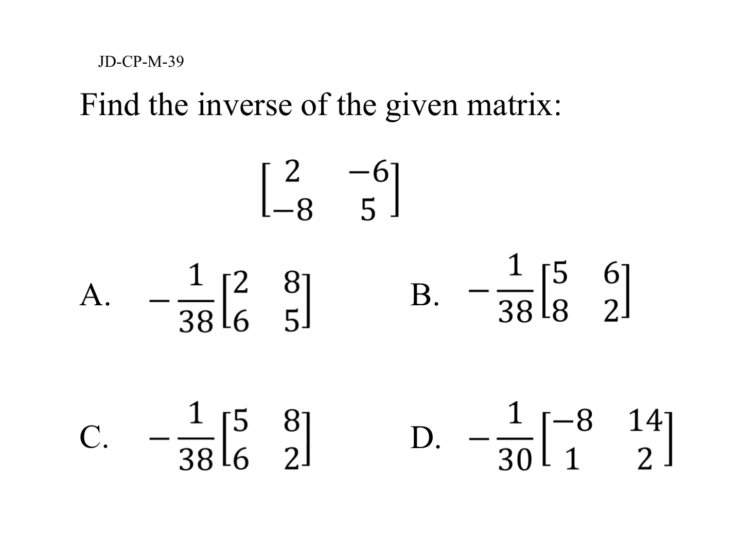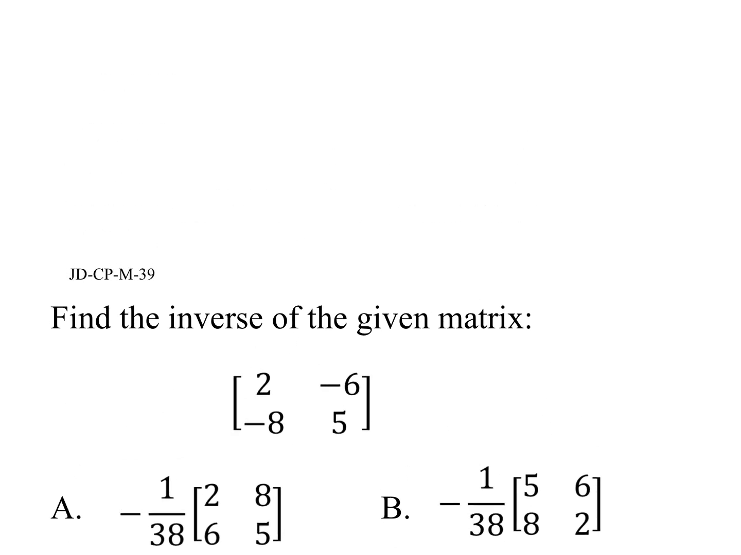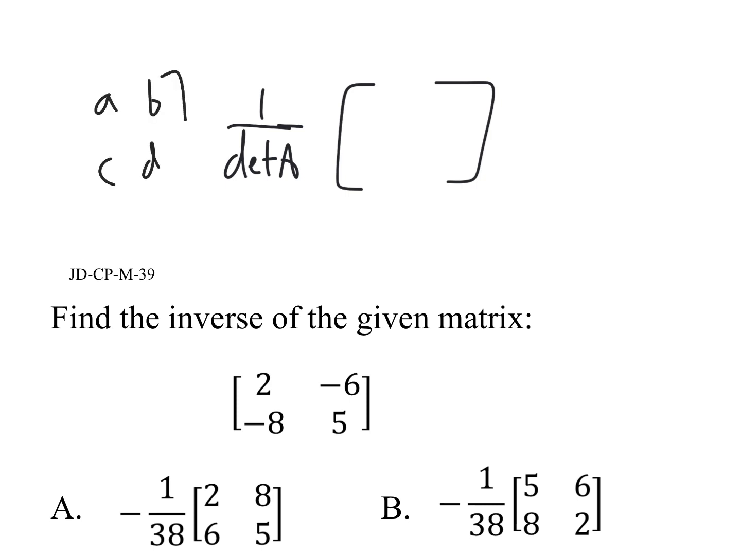39, they want us to find the inverse of this matrix. So the inverse is 1 over the determinant of A. And then if this was originally A, B, C, D, then basically A and D switch places, and then B and C stay where they're at, but they become opposite signs of what they were before.